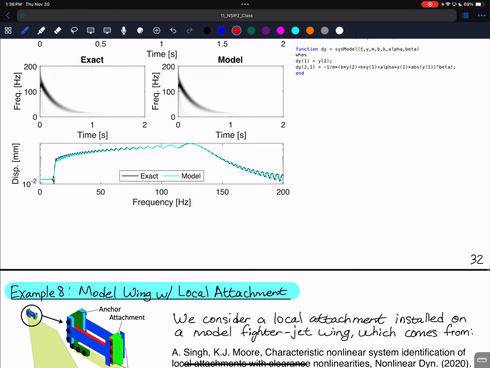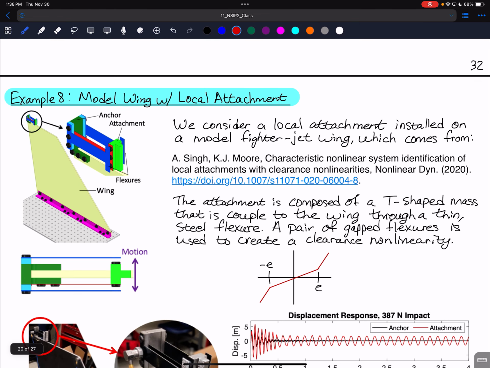Okay, we're going to go through 2 more examples. The first is we're going back to this model airplane wing with that local attachment we saw before. In this case, this attachment is made out of that green T-shaped structure. It is connected to the wing using a single thread flexure. You should see a very thin red line in the bottom picture right here.